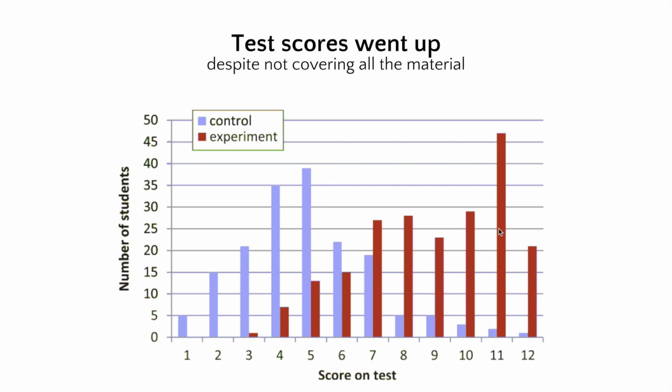The bigger outcome is how did they do on their test. And the red represents here the experimental group. They did a 12-question test at the end of this week of electricity and magnetism. And you can see that most students in the experimental group actually got almost all of them right, whereas in the control group, most students got about half of them right, or less than half. And I want to say that the experimental group didn't even complete all of the material that the control group did, and yet they did so much better.